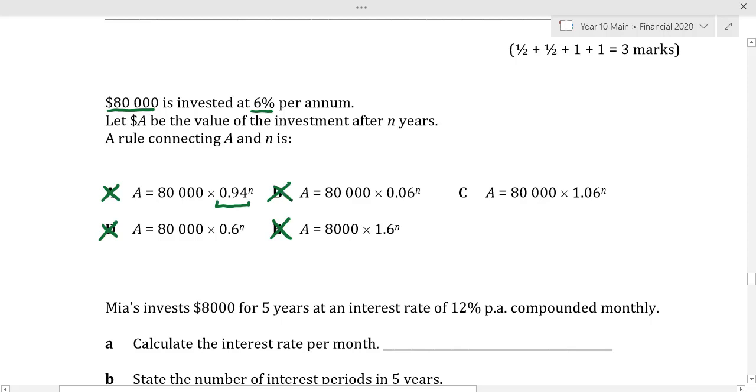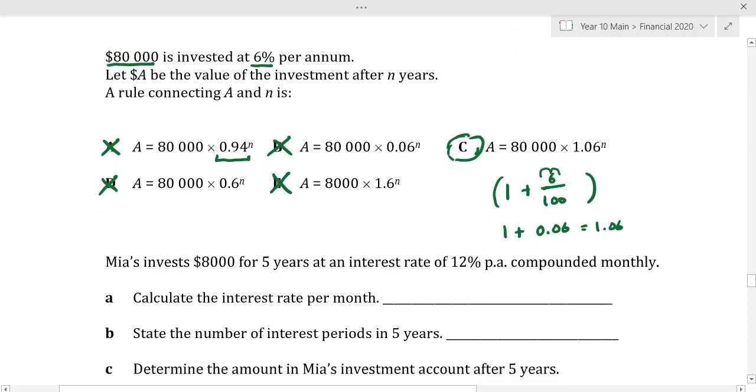So technically it's this one, but why is it that one? Because inside the brackets, we're going to have 1 plus the rate per annum, which is 6 over 100. And that as a decimal is 1 plus 0.06. So that's going to be 1.06. And of course that'll be after n years, so there you go. That is our answer for C.